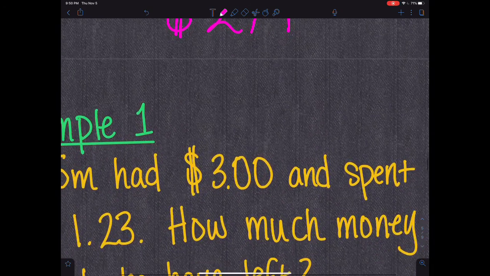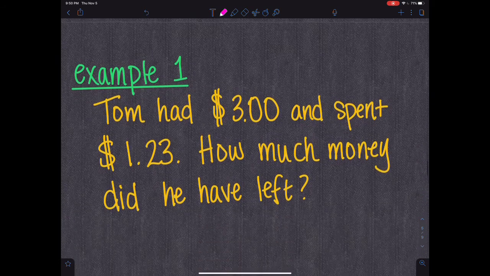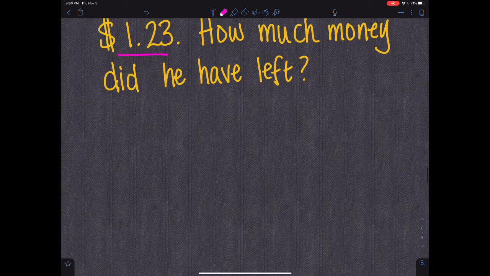It makes it so much easier. Let's do another example and see if it works. Tom had $3 and he spent $1.23. How much money did he have left? So the problem is going to look like this.